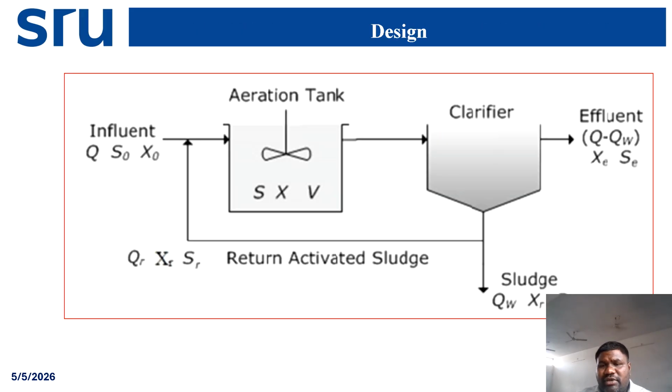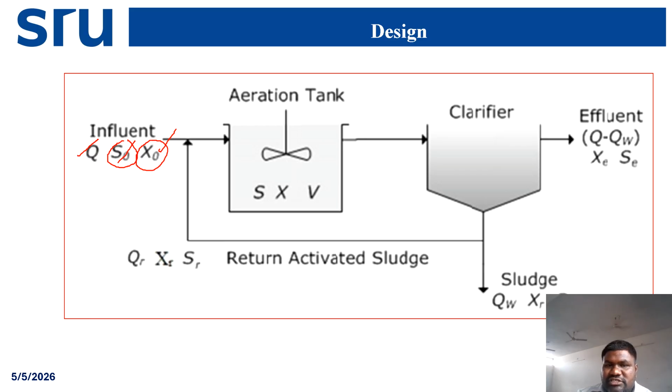So this is the typical diagram of ASP. Q is the influent flow, coming from the primary clarifier. S naught is the initial BOD concentration, that is called food. Food here is the BOD. X naught is the microorganisms concentration.